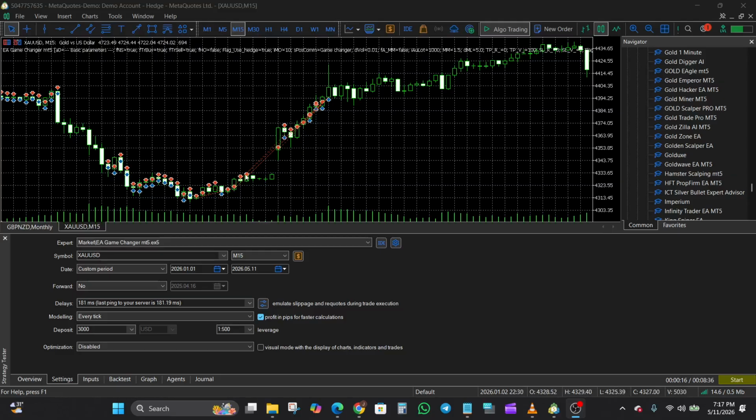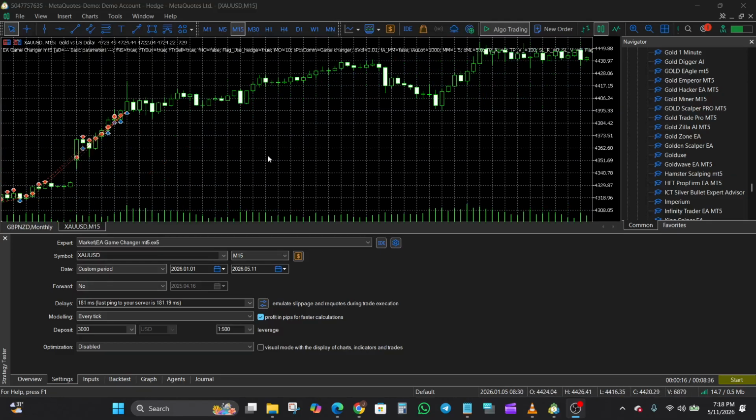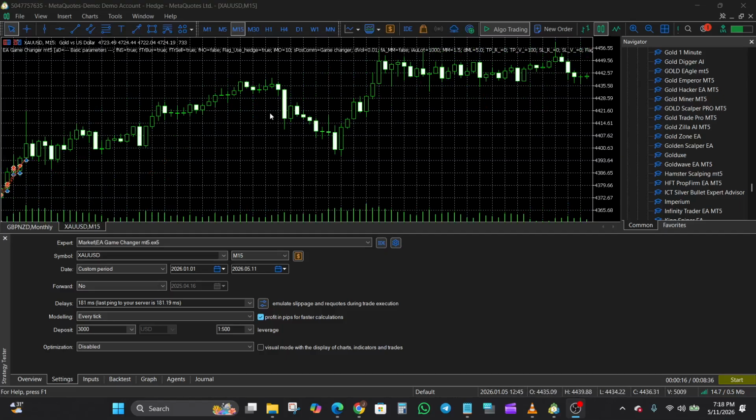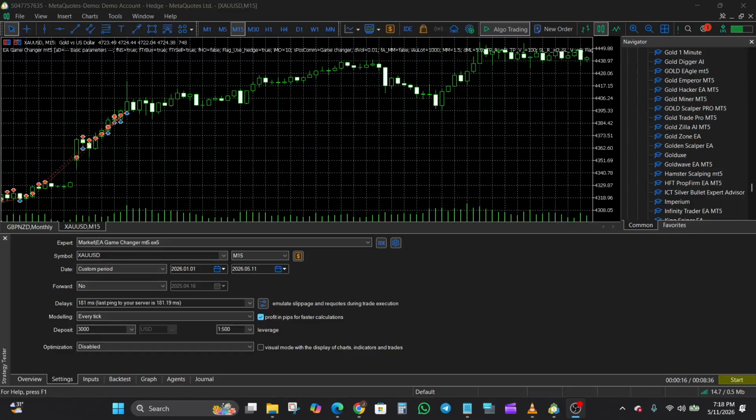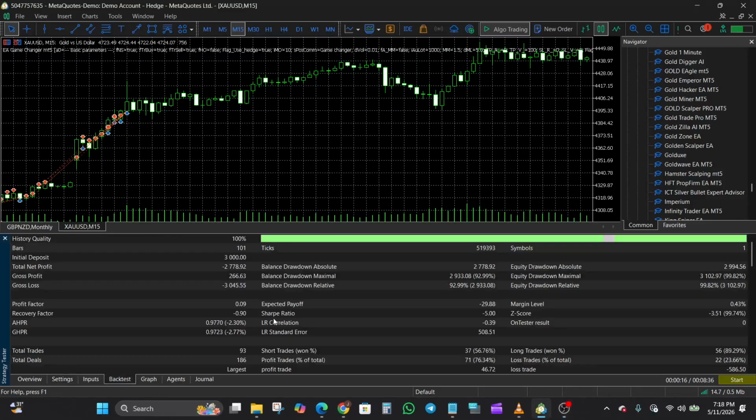And then we can also see here that as the EA continued to find opportunity in the market, both in the buy direction and in the sell direction, it kept on executing trades. And then you can see when there were no opportunities, trades were not taken, right? But let's head over to the results.